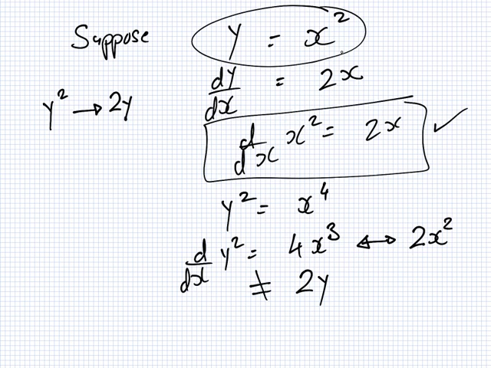Can I scroll down? Well, I haven't told you which one's right yet. I've only told you that these are all wrong and it doesn't work. 4x cubed is right, but I want the answer in y. If the answer was going to be 2y, then I shouldn't have got 4x cubed. I should have got 2x squared. 2x squared is definitely wrong. 4x cubed is right.